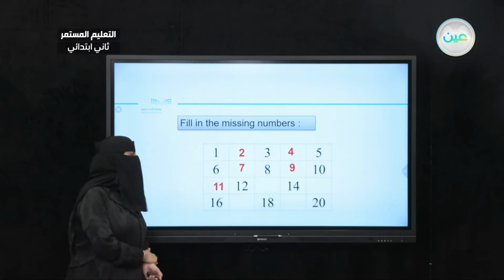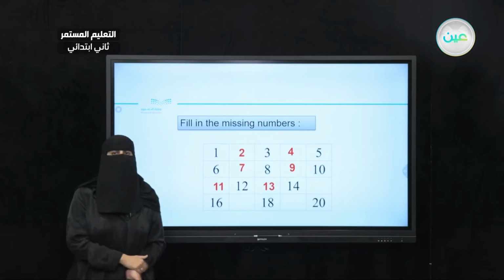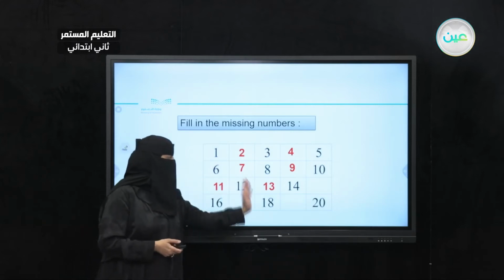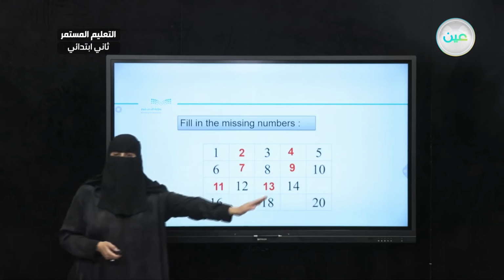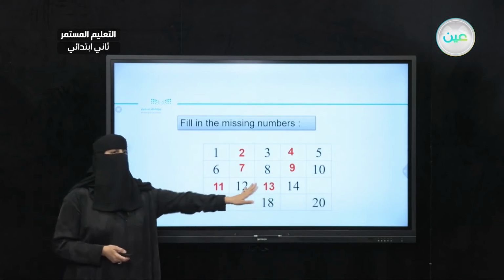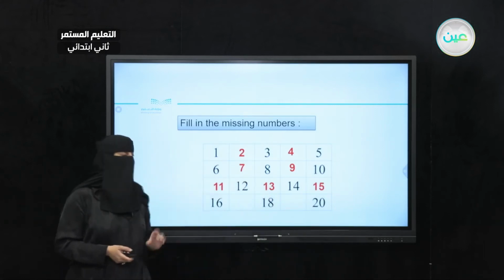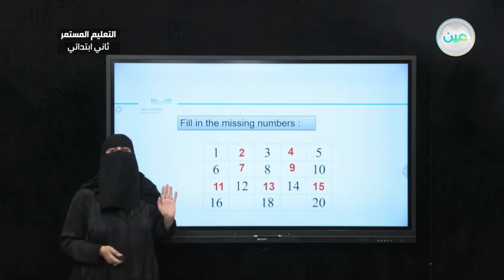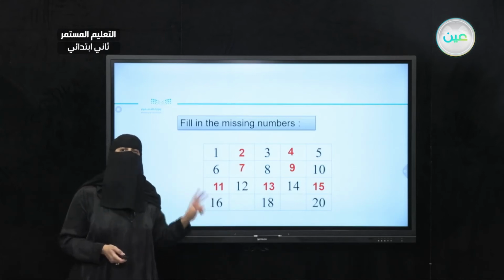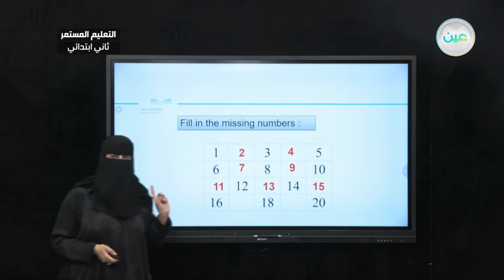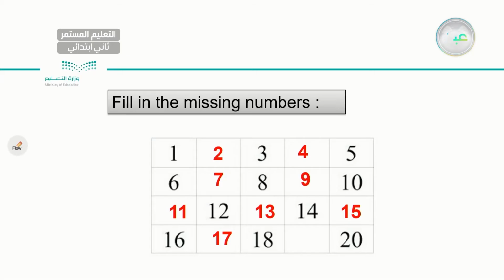After 12 I have 13. Very good. 13, 14. What do I have next? I have 15. Very good. 15, 16. Now, in the last line, I have 2 missing numbers. They are number 17, 18, and 19. Very good.